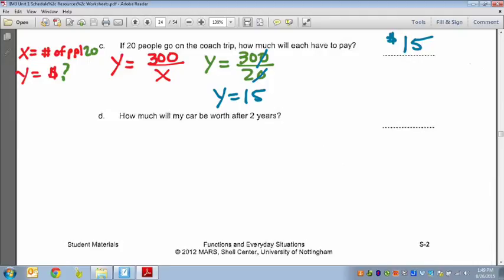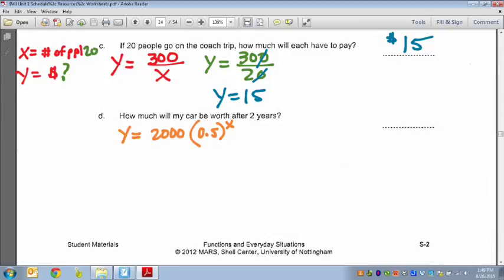All right, then lastly, part D, how much will my car be worth after 2 years? In the scenario, we use the exponential function, which I'll write right here. It was y equals 2,000 times 0.5 to the x power. I know they put like an x there, but parentheses mean the same thing.